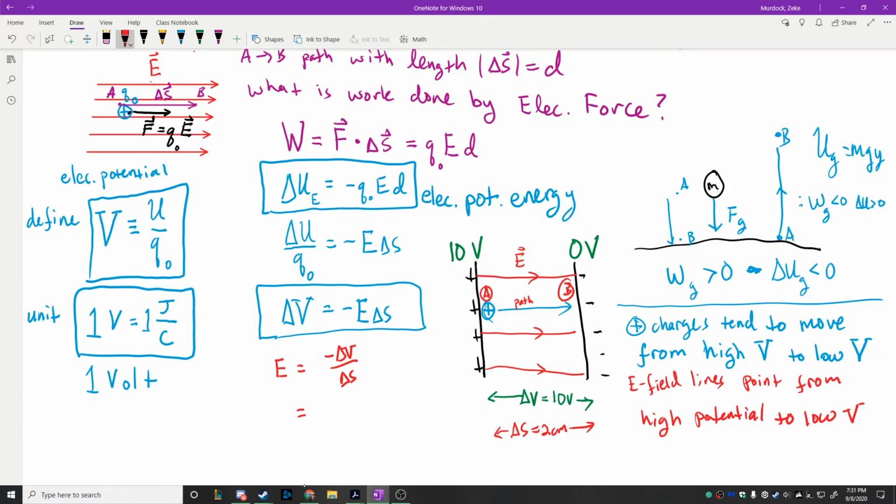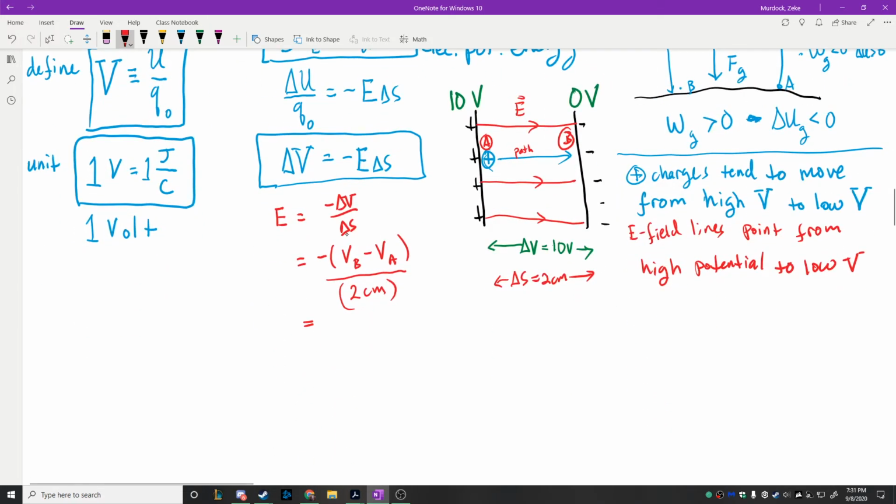So we would say now that our electric field is negative the voltage at point B minus the voltage at point A, all divided by the distance between the 2 points, which is 2 centimeters. So what's this equal to then? Well, the potential at point B is 0, so we get negative, 0 volts minus the voltage at A, which is 10 volts. And then we divide that by our 2 centimeters, but of course we need to convert that to meters, so 0.02 meters.